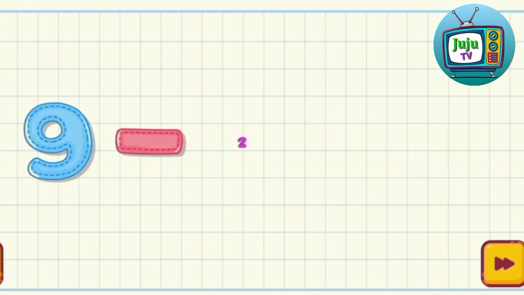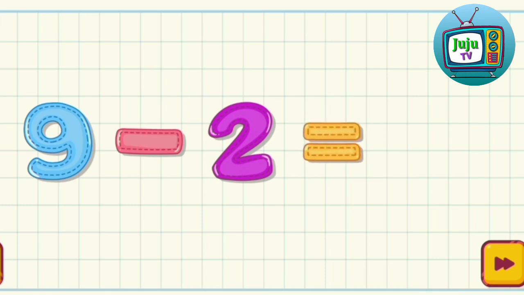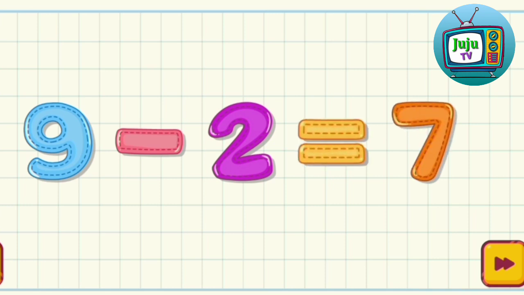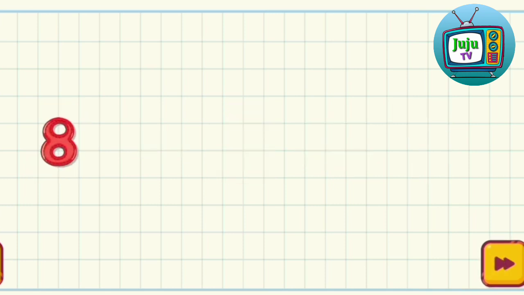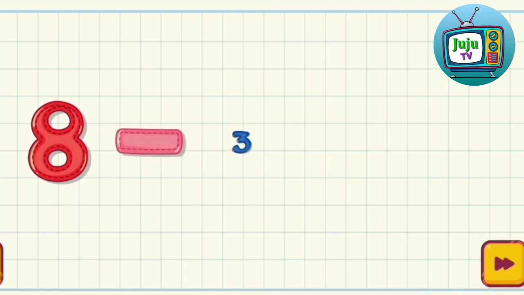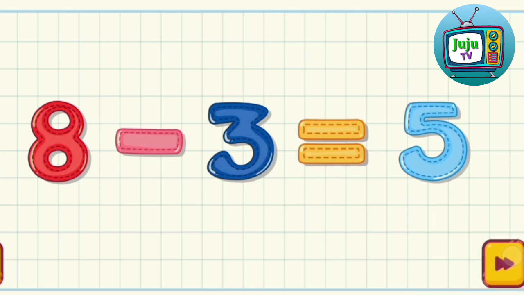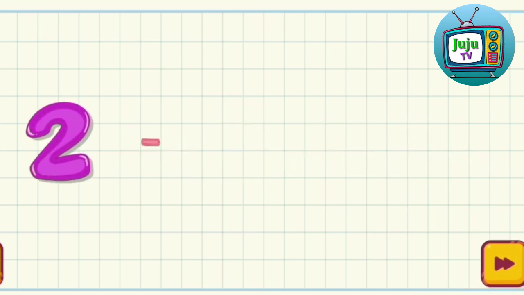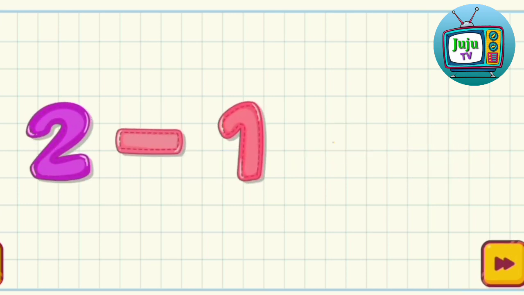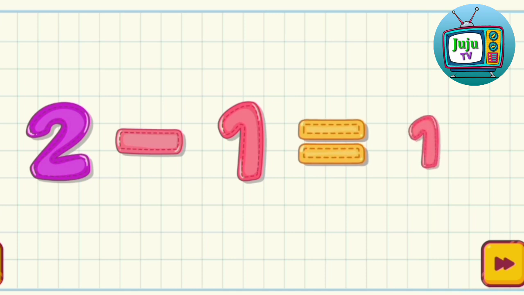9 minus 2 is equal to 7. 8 minus 3 is equal to 5. 2 minus 1 is equal to 1.